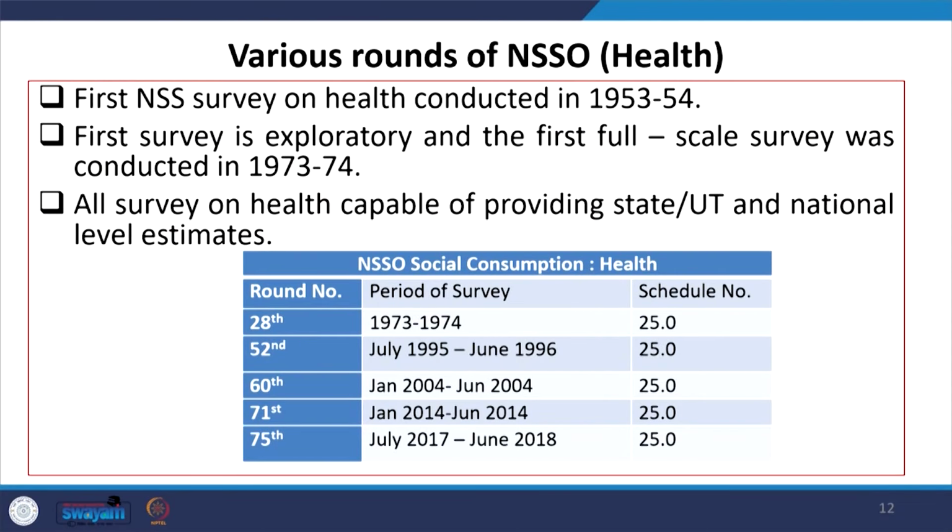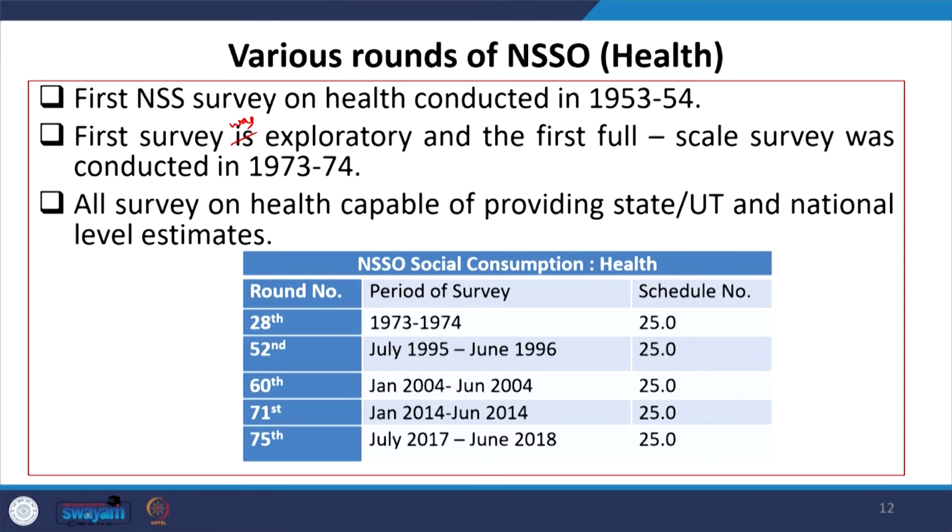was exploratory, and the first full scale survey was conducted in the year 1993-94. So, a full-fledged survey on healthcare. The scale data was derived in 1973-74. All surveys on healthcare capable of providing state, UT and national level estimates are presented here.